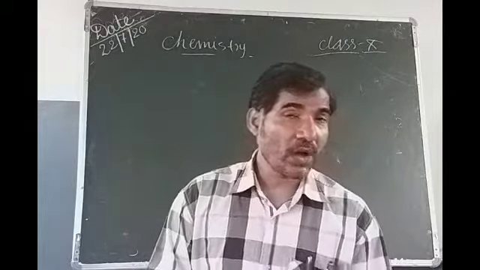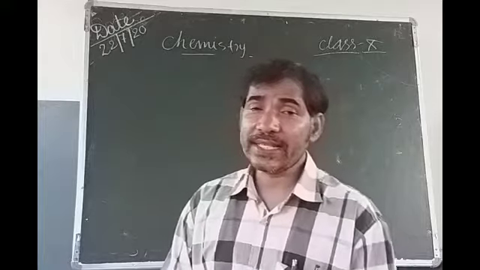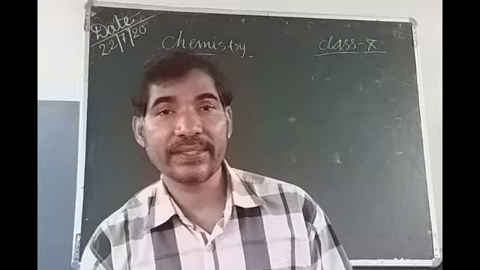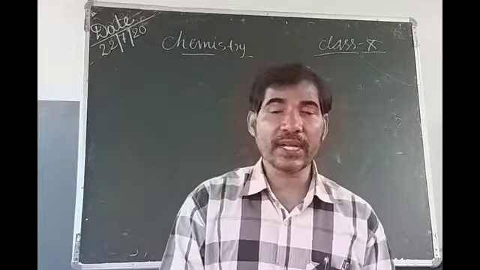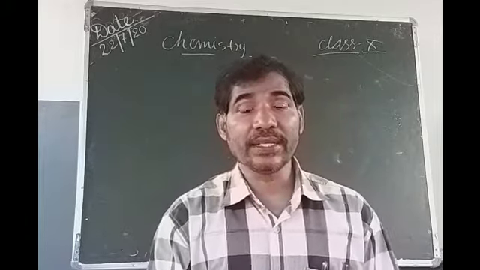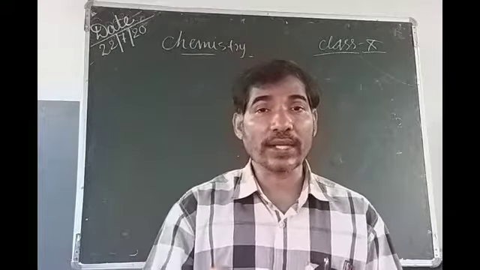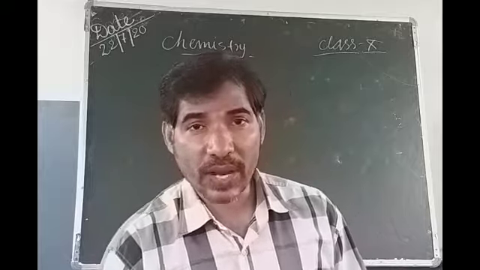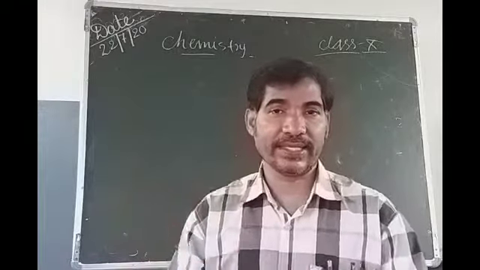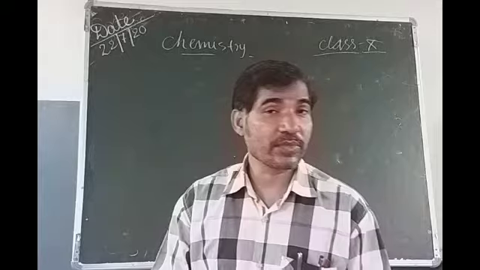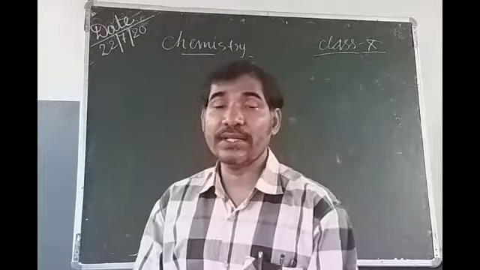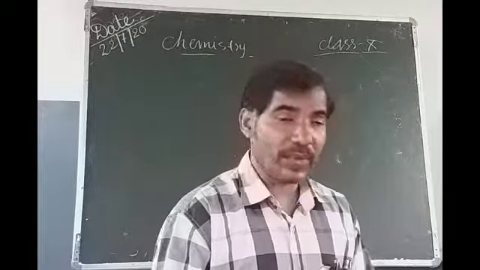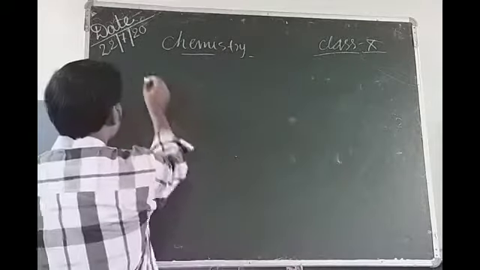Now we will see that acids are of two types: one is called organic acid and the second is called mineral acid. Mineral acid is also known as inorganic acid, whereas organic acid is also known as naturally occurring acid. Once again, what are the different types of acids? Acids are of two types: organic acid and inorganic or mineral acid. I am going to write here.